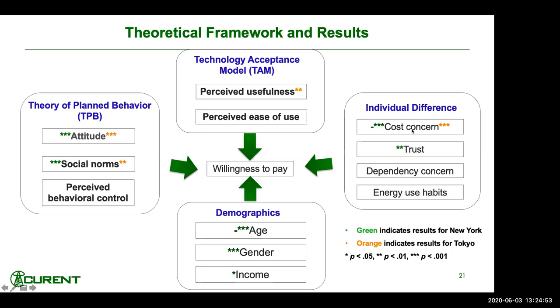We also look at individual differences. For example, are you concerned about cost? Obviously, with new technology, cost is a factor we cannot ignore. Do you trust utility companies to use automation to control your appliances to save money? There's a trust issue there. And then also dependency concern. Some people might think, oh, if I use this automation, I'm going to depend on technology too much. So there's a concern there.